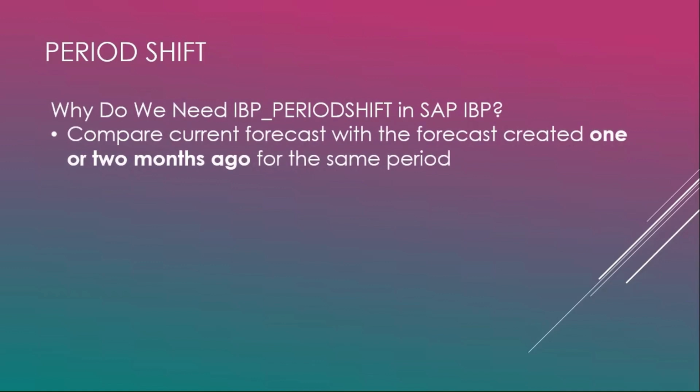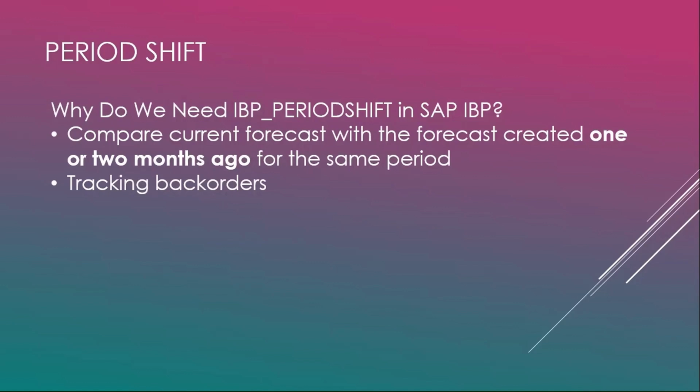Imagine you are reviewing your forecast accuracy for the upcoming month. You might want to compare your current forecast with the forecast you created 1 or 2 months ago for the same period. Let's say you are tracking back orders and you want to see how last month's back orders are flowing into this month. In both these cases, you need a way to reference data from different time buckets, either previous or future periods, without manually copying or offsetting the data.